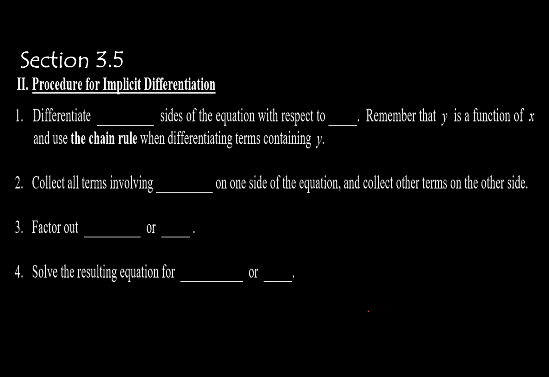So let's look at the procedure for implicit differentiation. First of all, what I want you to do is not solve it for y, again, because it can either be impossible or difficult. What we're going to do is differentiate both sides of the equation with respect to x. And remember that y is a function of x and that we use the chain rule when differentiating terms containing y. So in other words, if I'm taking the derivative with respect to x of y squared, I would do this as 2y times y prime. Don't forget those y primes, it's super important. You also could write that as 2y dy dx, either way.